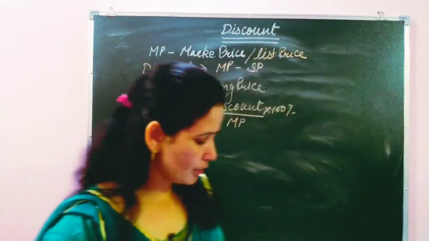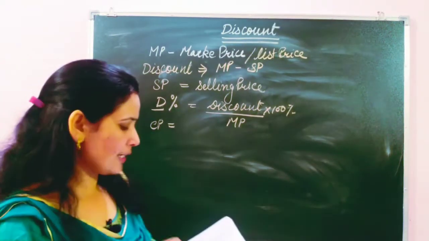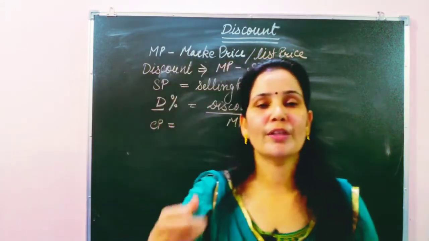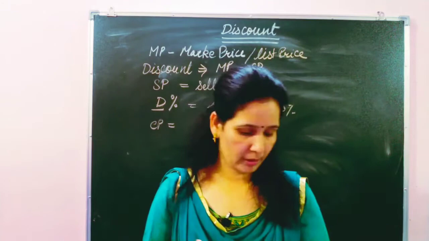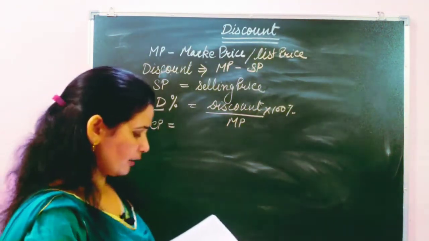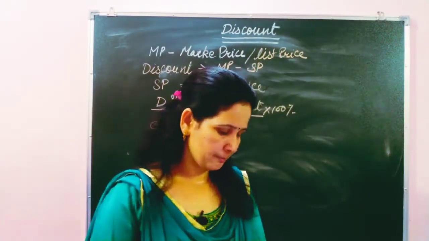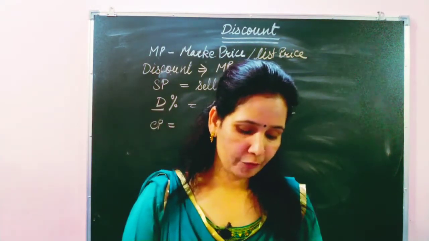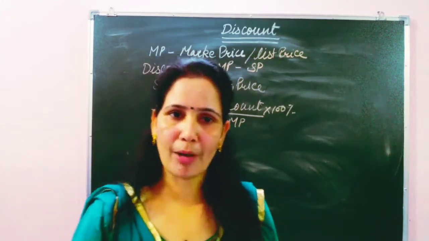And then CP, here we also use the cost price. The CP is the price at which the shopkeeper buys the article. We know that whatever the shopkeeper purchases, that price is called cost price for him. And profit, as we know very well, is calculated as a percentage of the CP, and discount is calculated as a percentage of the marked price.